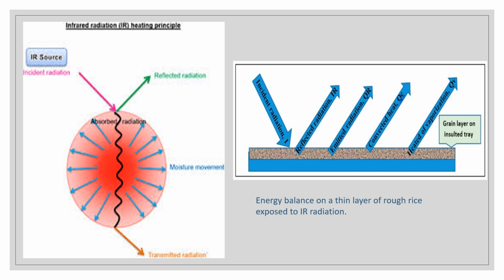This picture evidently depicts that after the infrared radiation is incident on the grain layer on the insulated tray, it is dissociated into many radiations such as reflected, emitted, convected, and some of it is evaporated.